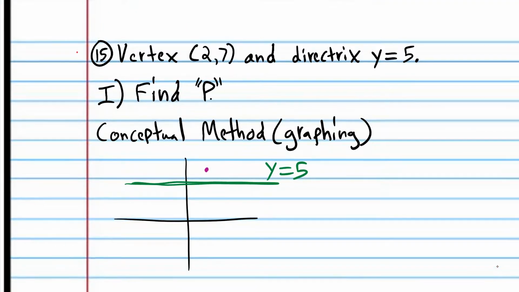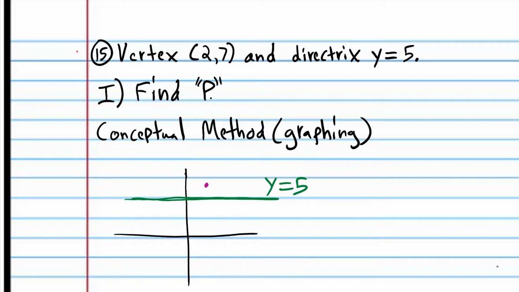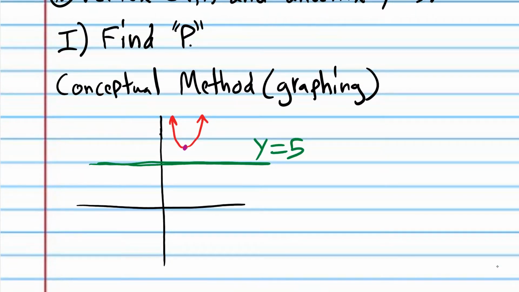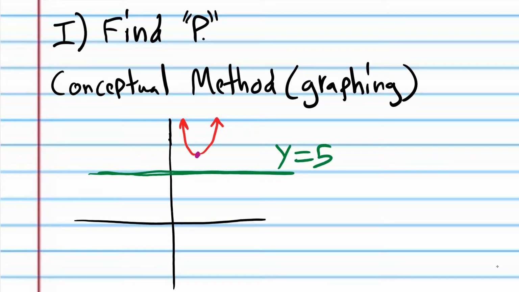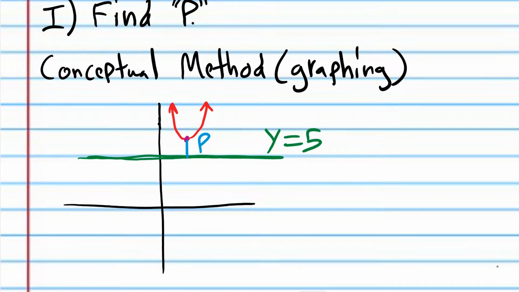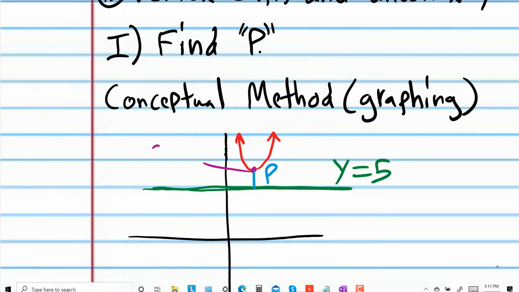And remember that the parabola is always going away from the directrix and towards the focus. Now, we don't really care about the focus in this graph. We don't have to draw that. But the parabola is going something like this. And you don't need to draw the parabola either. We're just showing you that so you have an understanding of what's going on here. So P is this distance from the vertex to the directrix. And by the way, the vertex is 2, 7.